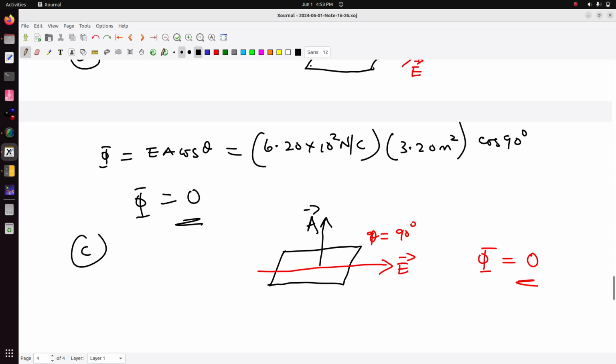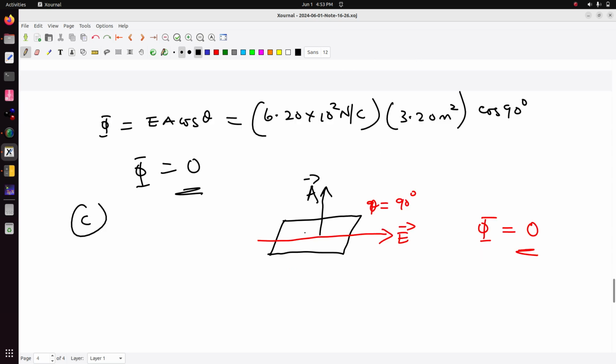So what you need to do here is, if you are given the angle between the electric field and the area vector straight, all you need to do is just put phi equals EA cos 90 degrees. If you are told that the angle between the electric field and the area is 30 degrees, just do EA multiplied by cos 30 degrees.